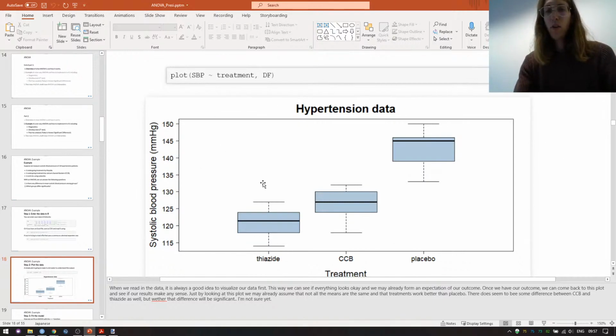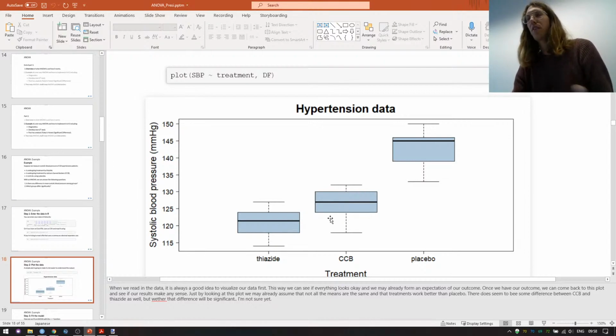And if we look closely at this box plot, we can see that both medicines deviate quite a bit from placebo, so we expect to find a significant difference there. And we also see some difference between thiazide and CCB, but whether that's significant, I couldn't really tell from this, so there it is nice that we have the test.